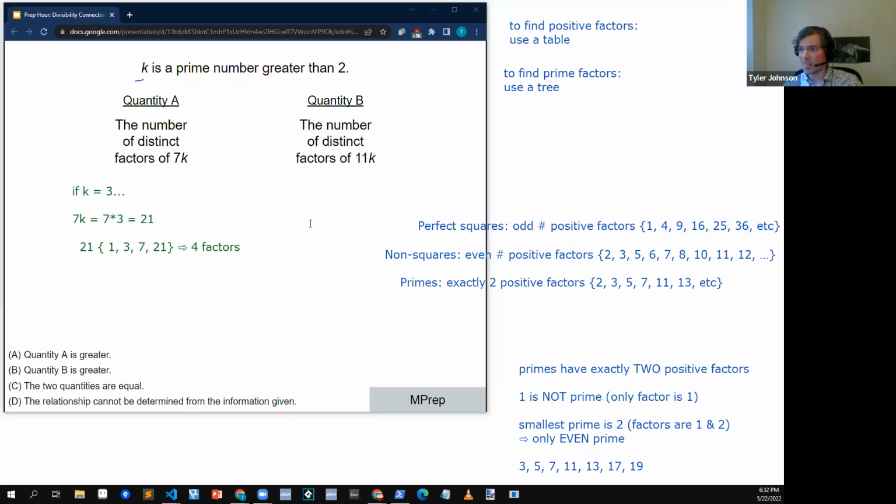So that is 4 factors. For quantity B over here, again, if k equals 3, then 11k is going to be 33. How many factors do I get there? 1, 3, 11, 33. Again, that is 4 factors. So in this case, quantity A and quantity B are equal. So I've at least got it down to a 50-50. I can eliminate choice A, I can eliminate choice B. And now I want to ask myself, is there a value I can pick for k that's going to break this relationship and make it so that quantity A or quantity B has more or less than the other?